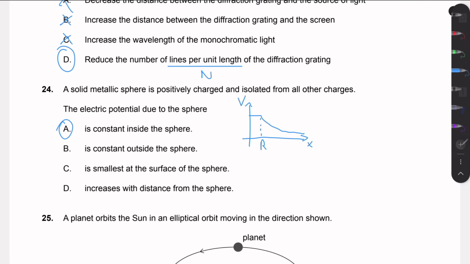This is the distance from the sphere. So it's obviously not constant outside of the sphere, as it varies with a 1 over x type of relationship. It's smallest at the surface of the sphere. Again, that's not true, as it's constant inside, and this is where it is highest, so it's technically the largest on the surface, and it increases with distance from the sphere. Well, we can see that the potential is decreasing, so that is also incorrect.